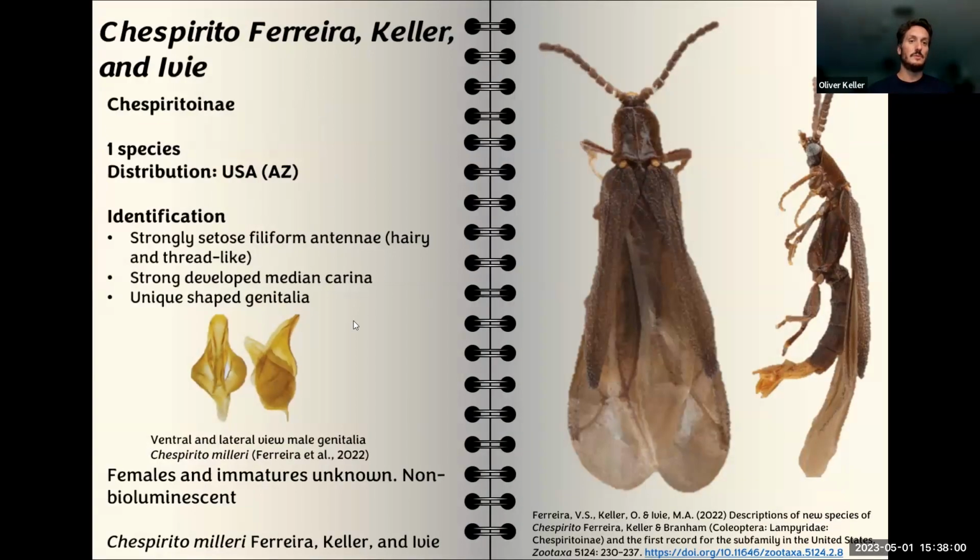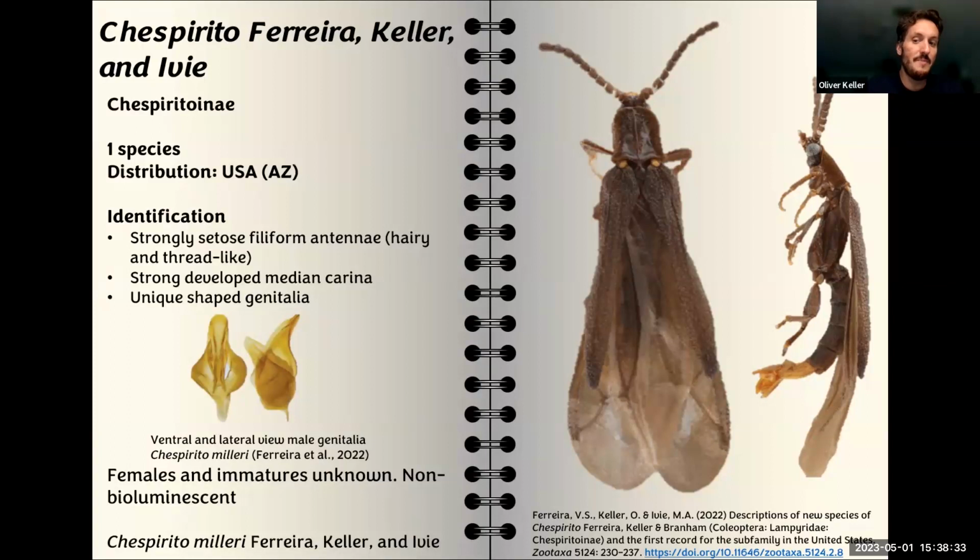And then the last genus we're going to talk about is Chespirito, which I was lucky to be part of describing, the subfamily, the genus, and all the species in this genus. There are 6 species, 5 of which are only known from Mexico, and Chespirito milleri is the only one known from the US, only from Arizona. And I think none of the species have more than 3 specimens known.